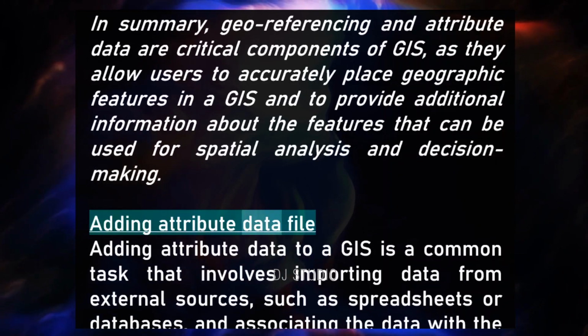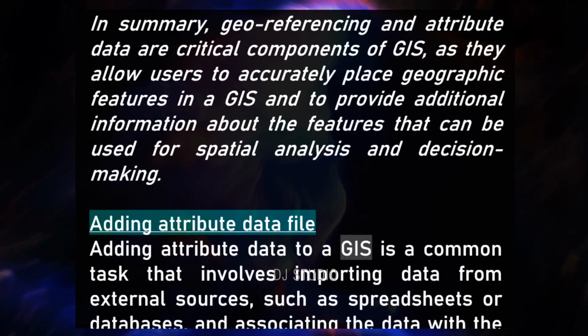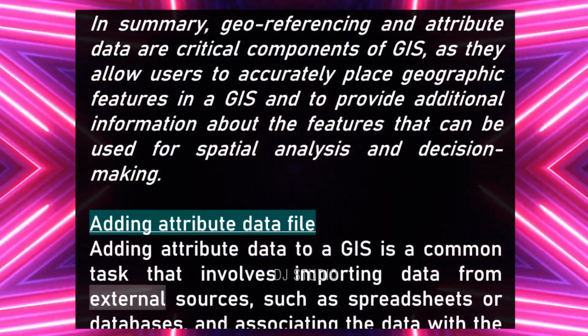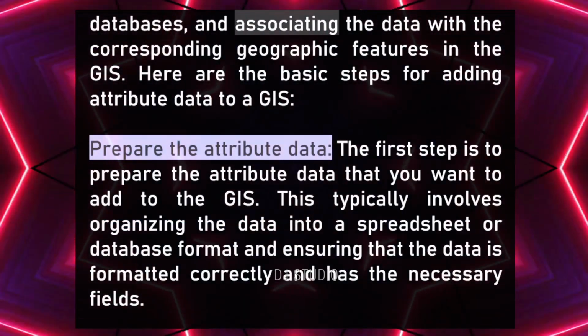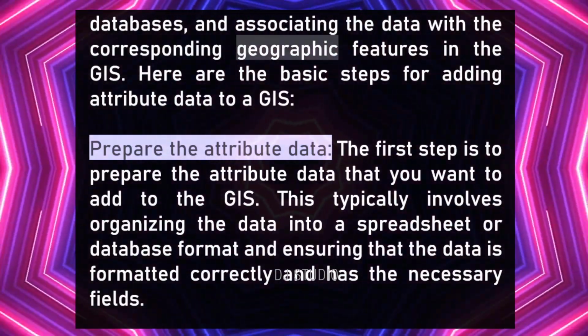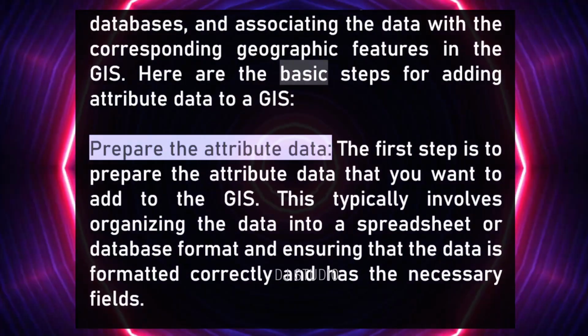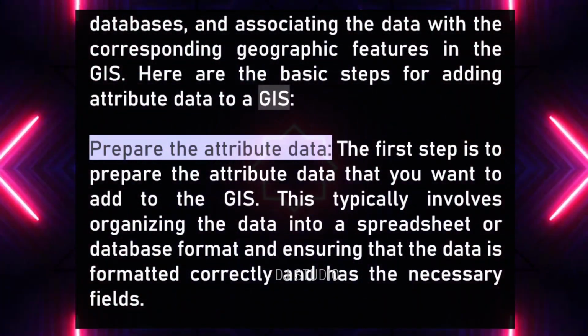Adding attribute data file. Adding attribute data to a GIS is a common task that involves importing data from external sources, such as spreadsheets or databases, and associating the data with the corresponding geographic features in the GIS. Here are the basic steps for adding attribute data to a GIS.